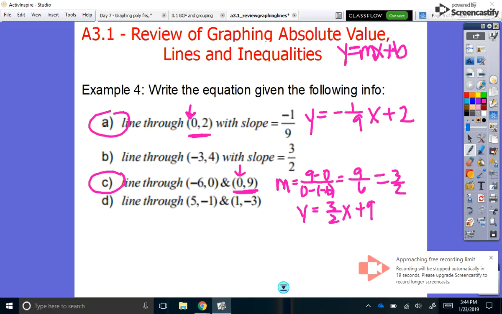And the reason I can do that is because I am given the y-intercept. If you are not given the y-intercept, then you have to use point slope form, which is what you're going to see in part 2 of this video.